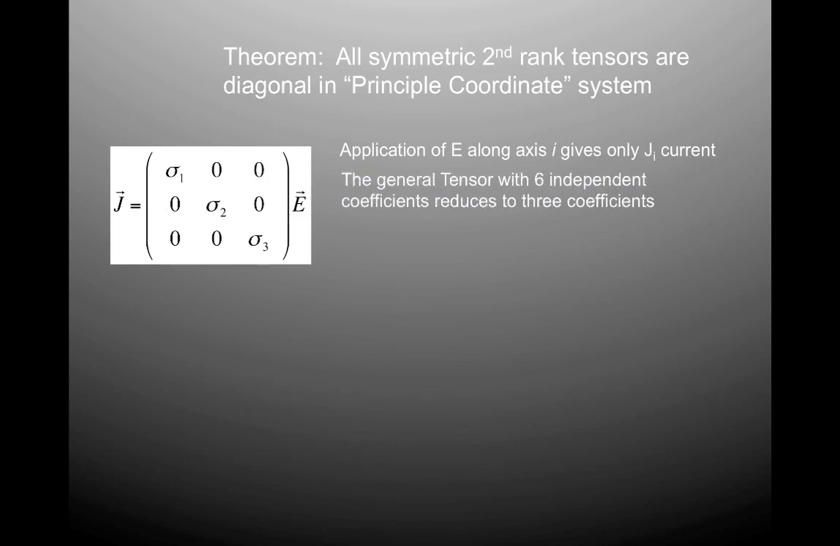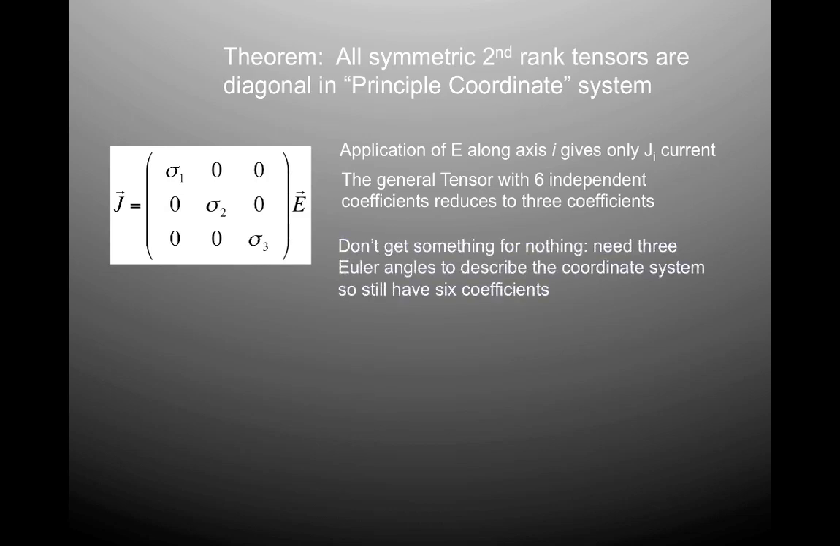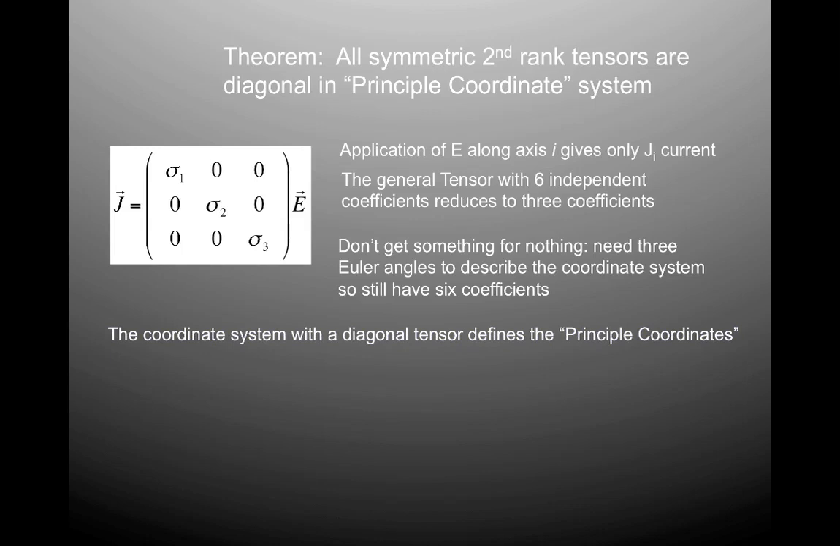So a general tensor has 6 independent coefficients, and in this case now it's reduced to 3 independent coefficients. Well, you don't get anything for nothing. You need 3 Euler angles to describe the coordinate system, so we still have a total of 6 coefficients in the general conductivity tensor. So we'll call this coordinate system with only diagonal elements the principal coordinates. Typically, we get a principal coordinate tensor if we align the tensor with symmetry elements of the crystal.